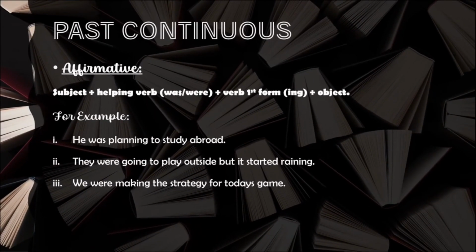Moving on to past continuous. The structure remains the same. Just the helping verbs here are was and were. For example, he was planning to study abroad. They were going to play outside, but it started raining. We were making the strategy for today's game.